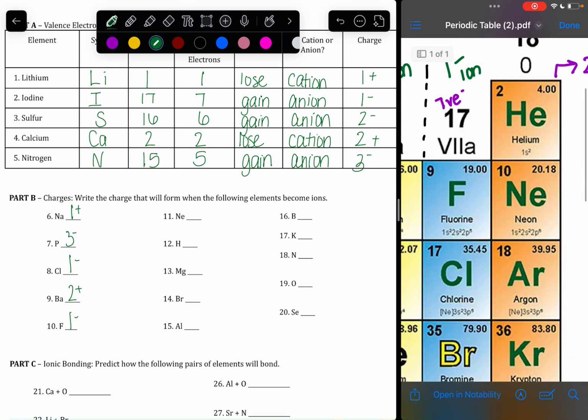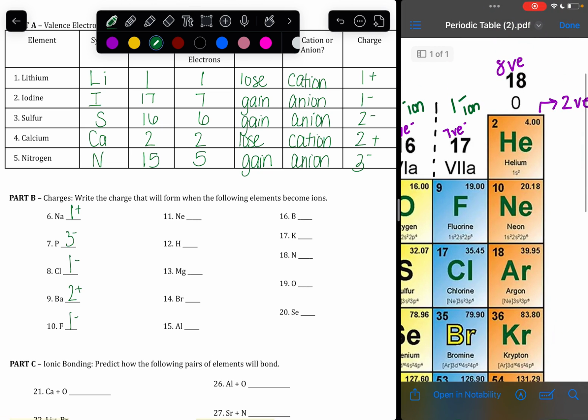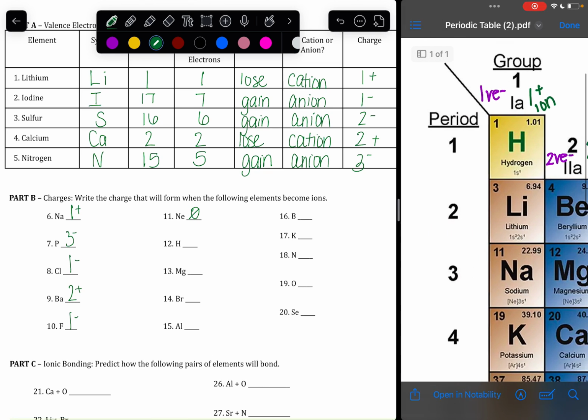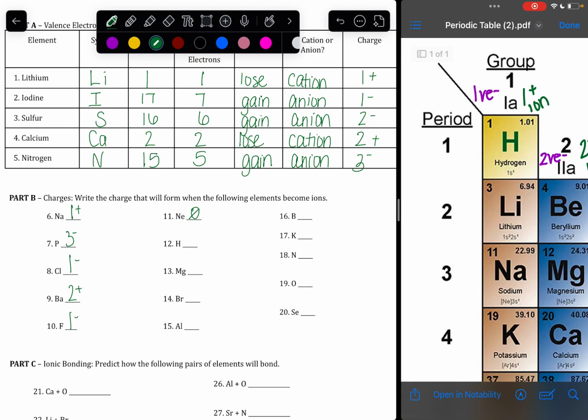Neon is a noble gas in group 18. Neon and the rest of the noble gases have a full orbital. They're not going to want to hang out with anybody else. They're not going to bond ionically. They're not going to have a positive or negative charge. They are just going to have a neutral charge. Hydrogen, up here in the tippy top left corner, has a 1 plus charge.